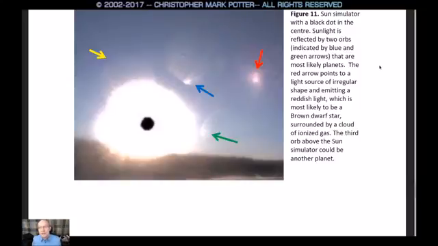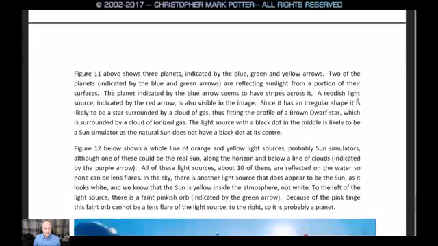Sunlight is reflected by two orbs, indicated by blue and green arrows that are more and most likely to be planets. Pardon me. The red arrow points to a light source of irregular shape and emitting a reddish light, which again most likely can be possibly a brown dwarf star, or surrounded by a cloud of ionized gas, or the third orb above the sun simulator could be another planet, or... Right, okay, great. Glad we covered that.